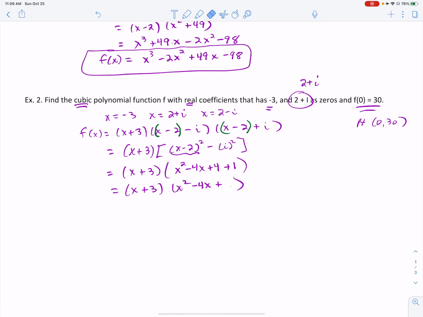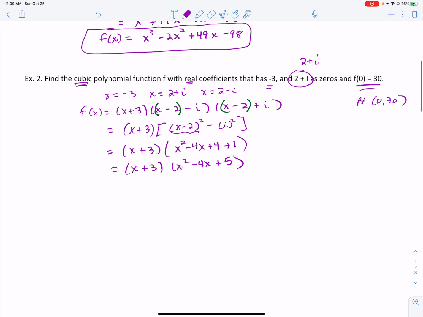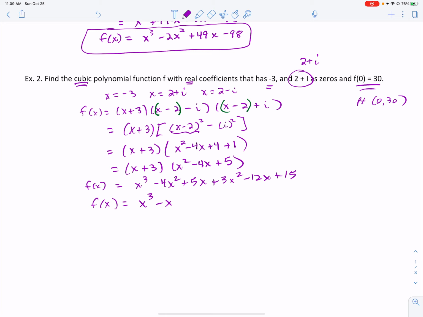So it just takes practice, and once you get the hang of it, that can go a lot faster, but it just takes practice. And so now you need to multiply this out. x cubed minus 4x squared plus 5x plus 3x squared minus 12x plus 15. And just collecting like terms.